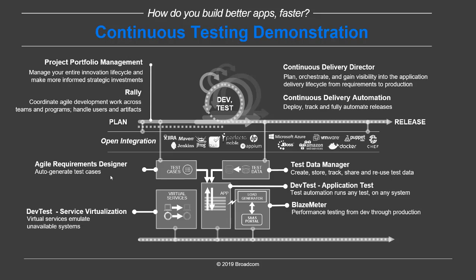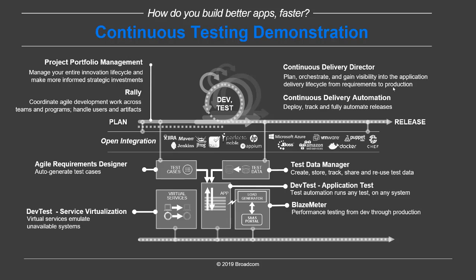Once you're ready to start going down the release pipeline, in the top right-hand corner we have two tools, the Continuous Delivery Director and Continuous Delivery Automation. These are the tools that will be scoping your release pipeline and the automation and orchestration, and we'll be showing that. This will be all the steps required to take your code from development to production.